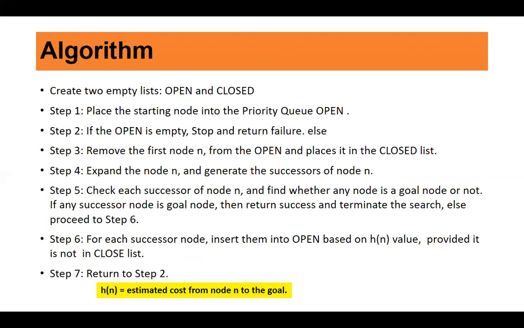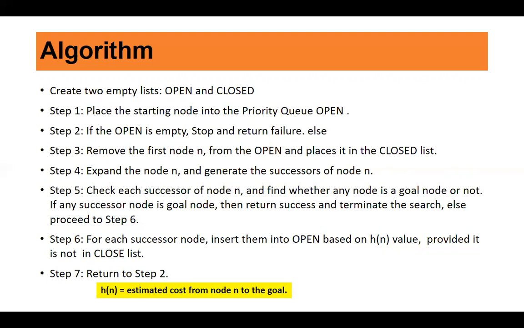Now, here is the algorithm, and then we'll look at the example. The initial step is to create two lists, open and closed. In open we put the nodes we need to explore, and closed will have the ones which are already explored, already included in the path. Place the starting node into the priority queue open. If open is empty, stop and return failure. Else, remove the first node n from open and place it in the closed list.